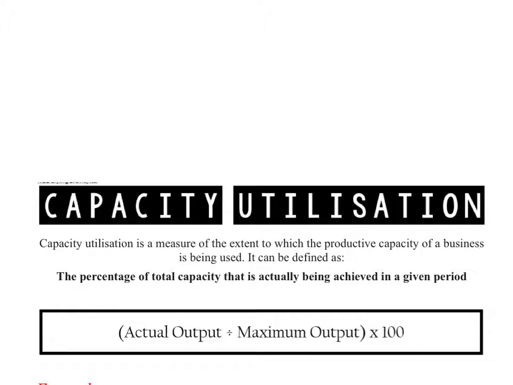The definition is a measure of the extent to which the productive capacity of a business is being used. So it can be defined as the percentage of total capacity that is actually being achieved in a given period.